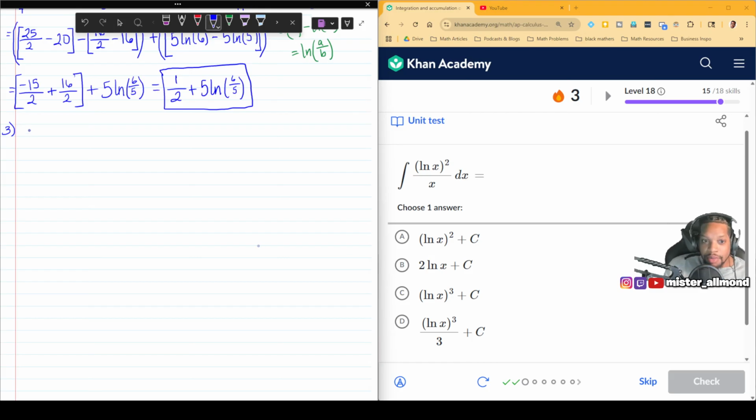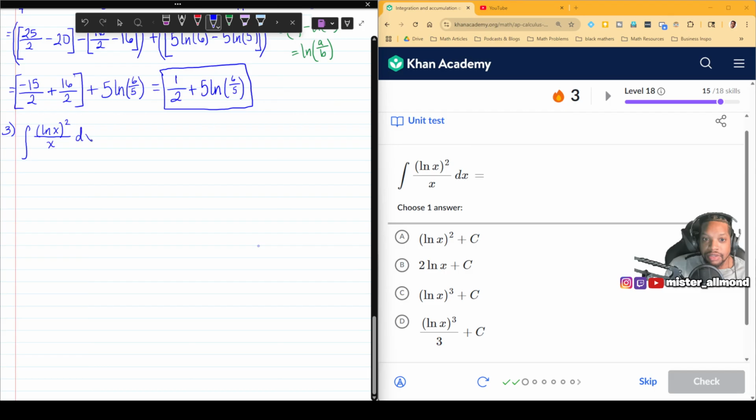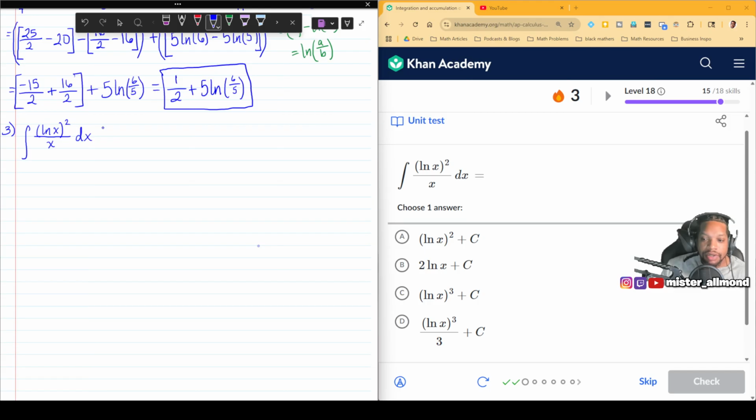Okay, this next problem is an indefinite integral of ln of x squared all over x dx. All right, now this one, I'm not going to lie, this one is kind of cheap, the fact that there's answer choices, because if I really wanted to, I could just derive all the answer choices. But let's try to not do that.